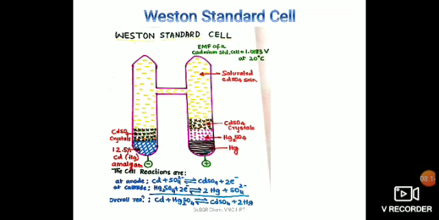For this, the EMF of the standard cadmium cell is 1.0183 volts at 20 degrees centigrade, and it varies only very slightly, of the order of 0.0000406 volt per degree, very minute with change of temperature. The EMF remains constant for many years. This is the concept of the Western standard cell.